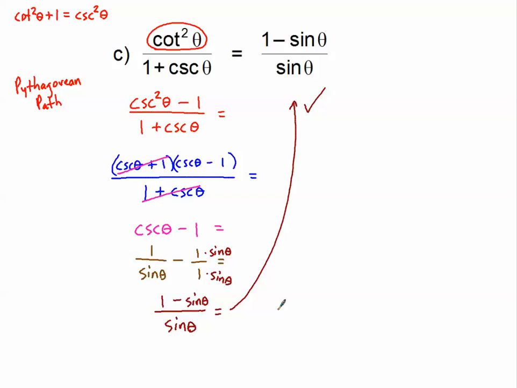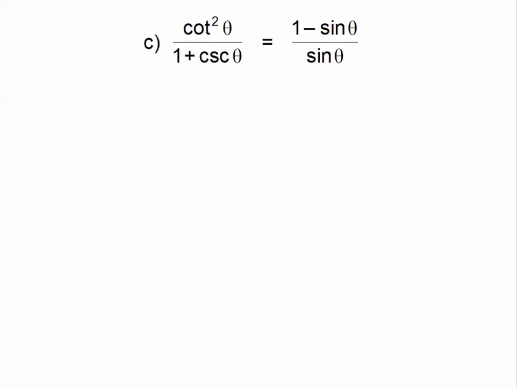Okay, so let's look at this same exact problem. I put it on a different flip chart. And let's attack it a different way. Instead of starting with a Pythagorean, some people might look at this 1 plus cosecant and realize that we've already done our conjugate in a previous problem. Maybe conjugate would be a good way to go. So let's talk about the conjugate path.